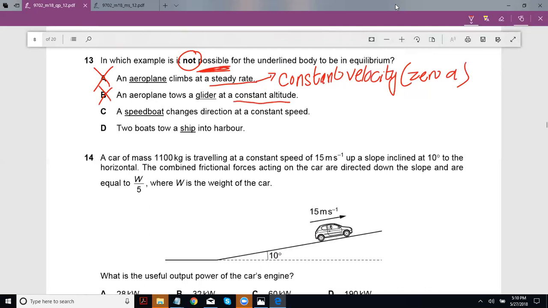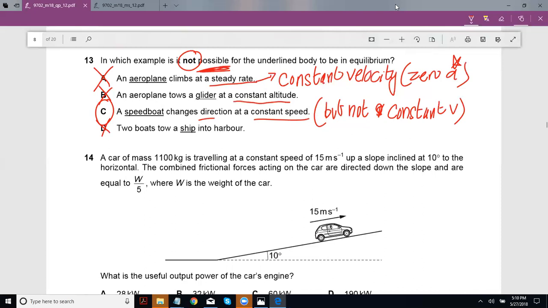C, a speedboat changes direction at a constant speed. What do you think of this? This is not in equilibrium because the direction is changing, meaning velocity is not the same. Okay, so it's a constant speed, but not constant velocity, because velocity has direction. Remember, acceleration doesn't look at speed, it looks at velocity. So there will be some acceleration. Maybe the magnitude is the same, but there will be some acceleration, and hence you have some net force, so it's not in equilibrium.